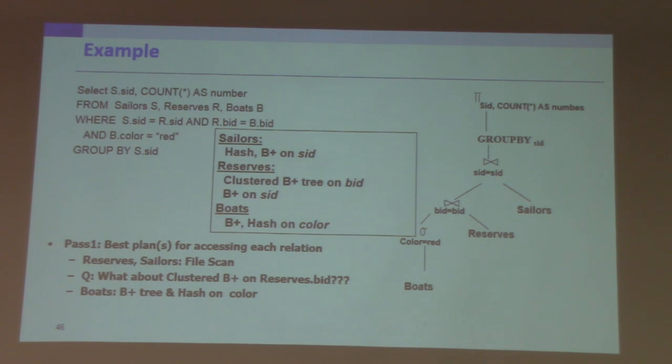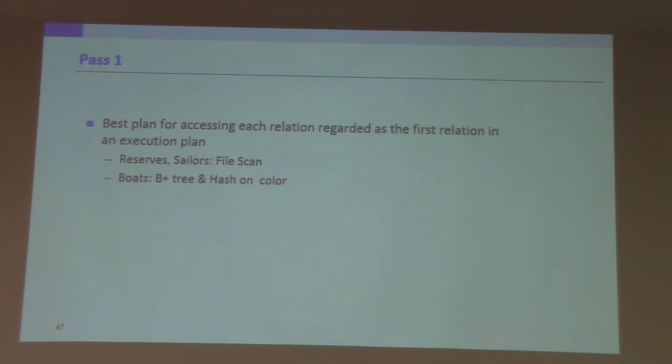But the tricky part is you don't know what particular sailor ID or boat ID you need to use in order to probe the reserves and sailors yet, because that's dependent on what's coming out from the left-hand side of your join. You follow me? So you don't know what to do yet. So the best one relation plan is still just do a simple scan for those guys. Follow me? So far so good? Okay, cool. So you come up with that's the result for pass one. You understand how we come up with this result?